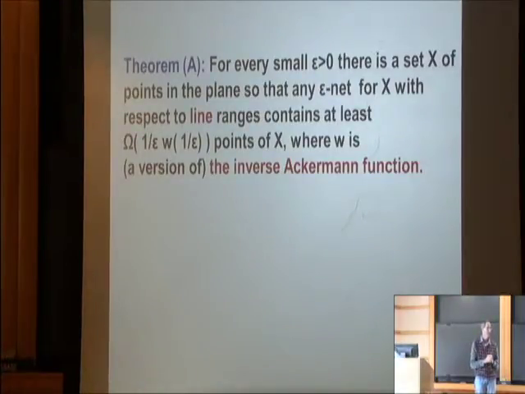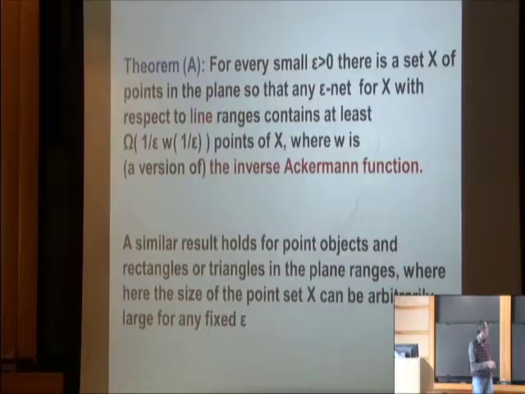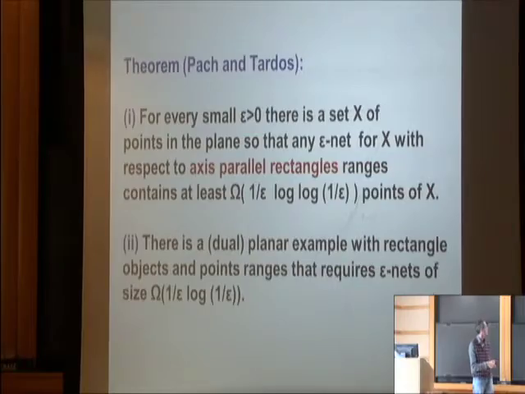Is the same true if you allow the epsilon net points outside the set X? Yes, so this will be weak epsilon net, and I'll come to this in a minute. The bound still holds in this example, but it's a good question, let me come to it later. And there are some similar results for others, but let's not worry about that.